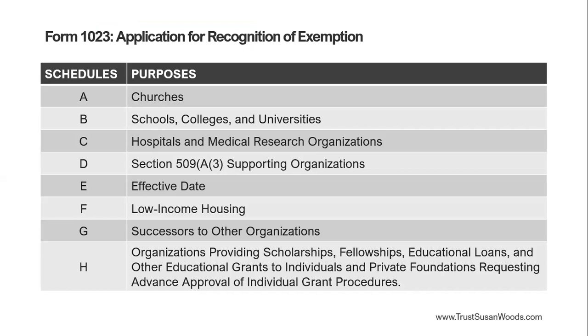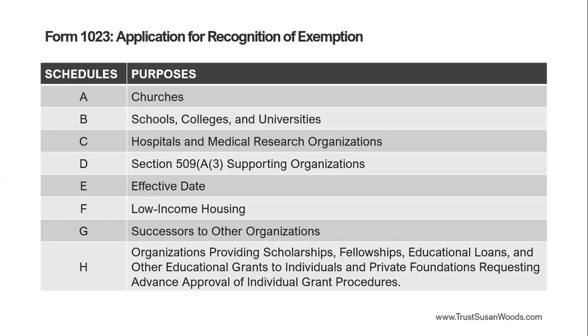Now, the next part of the application may or may not be relevant to your nonprofit organization, because the next section in the Form 1023 application for recognition of exemption is called schedules. There are schedules for specific purposes that you have to provide additional information for. For example, Schedule A will be completed if you're planning to start a church, because there are certain things that you have to answer in that section of the application.